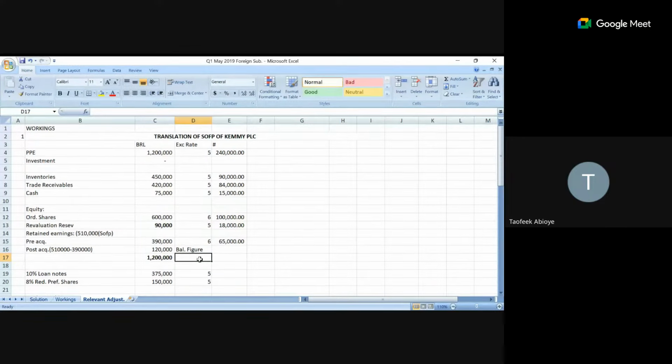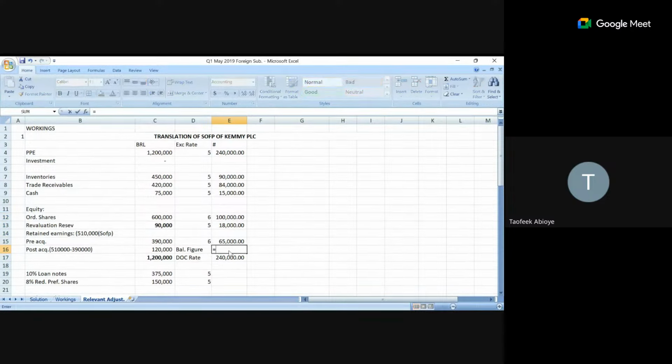Let me put it here. DOC rate. We will translate it using the DOC rate. So now, what is the DOC rate? The DOC rate is 5. So this 1.2 divided by 5. What is it going to give us? It's going to give us 240,000. So now this 240,000, we are going to add all these figures together. It must give us 240,000.